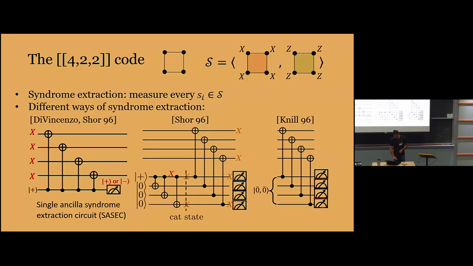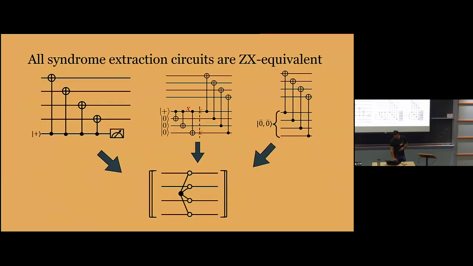For example, this Shor's approach, which uses a cat state as the ancilla, distributes the measurement process and reduces correlated errors at the cost of extra resources. So here we are seeing that we have various examples of syndrome extraction. And at the circuit level, all of these circuits look quite different, right? One uses just a single ancilla, another fans out into a cat state, and the last one brings in a full encoded block.